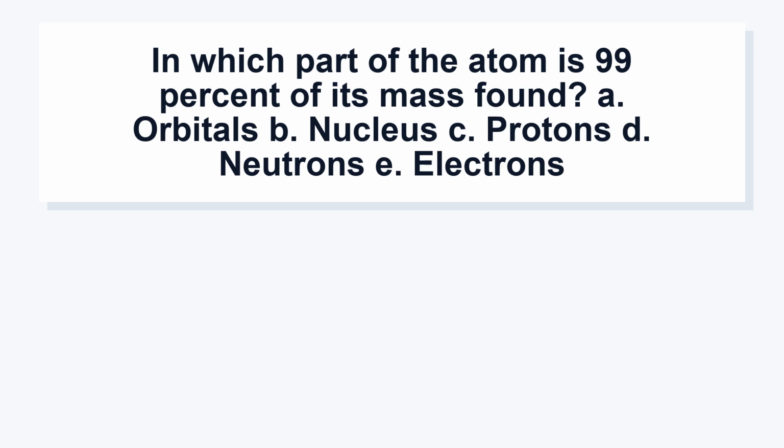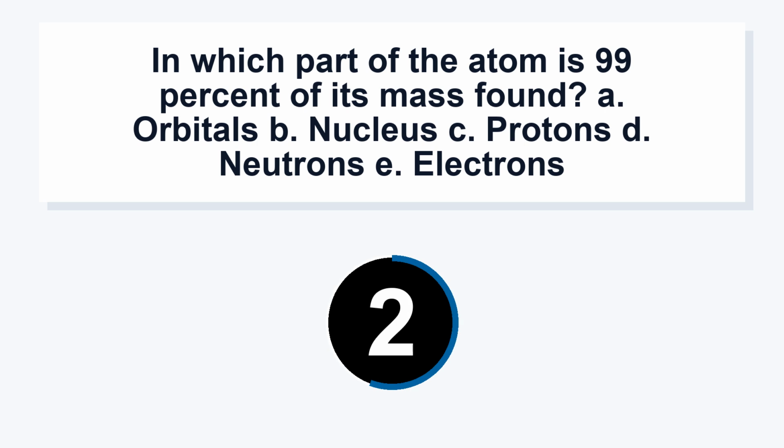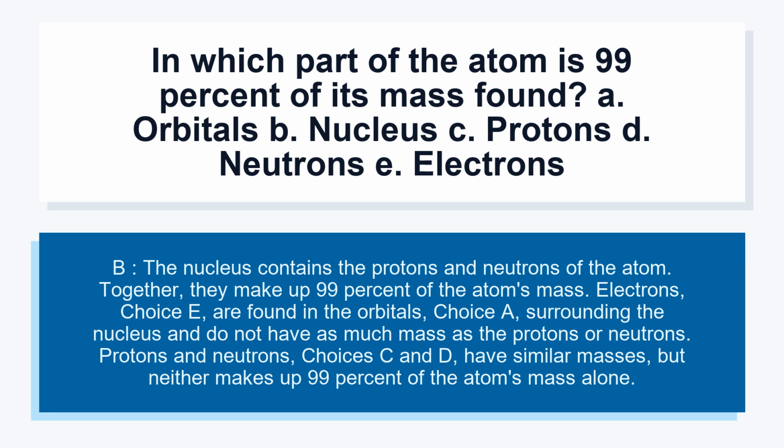In which part of the atom is 99% of its mass found? A. Orbitals. B. Nucleus. C. Protons. D. Neutrons. E. Electrons. B. The nucleus contains the protons and neutrons of the atom. Together, they make up 99% of the atom's mass. Electrons, choice E, are found in the orbitals, choice A, surrounding the nucleus and do not have as much mass as the protons or neutrons. Protons and neutrons, choices C and D, have similar masses, but neither makes up 99% of the atom's mass alone.